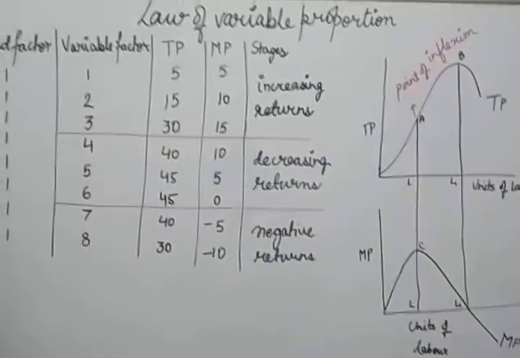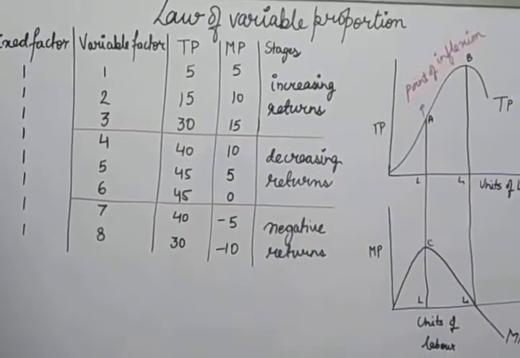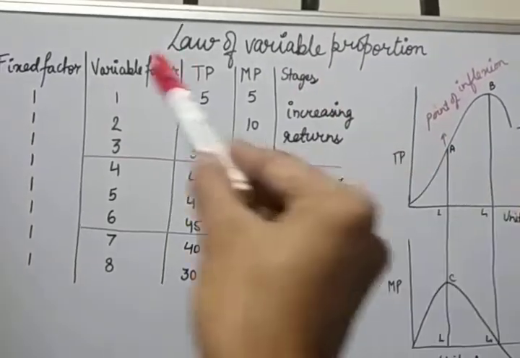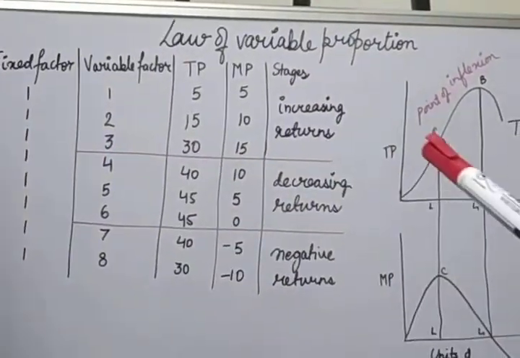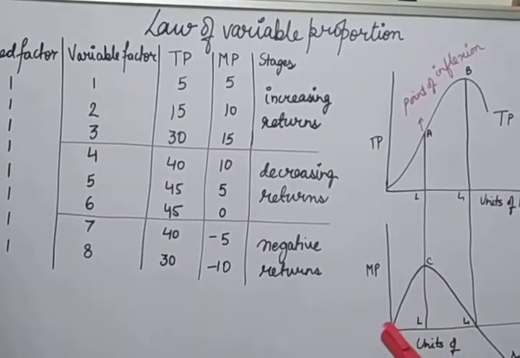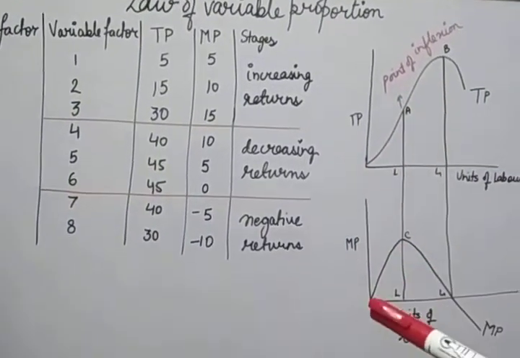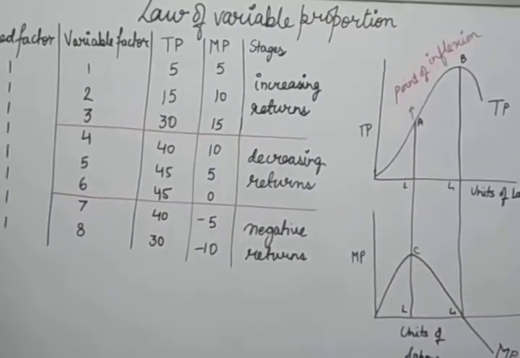Now, let's start discussing the stages one by one. First of all, the first stage, which we are going to discuss over here. This is your first stage in TP till point A, and in the MP curve you have to see till point C.